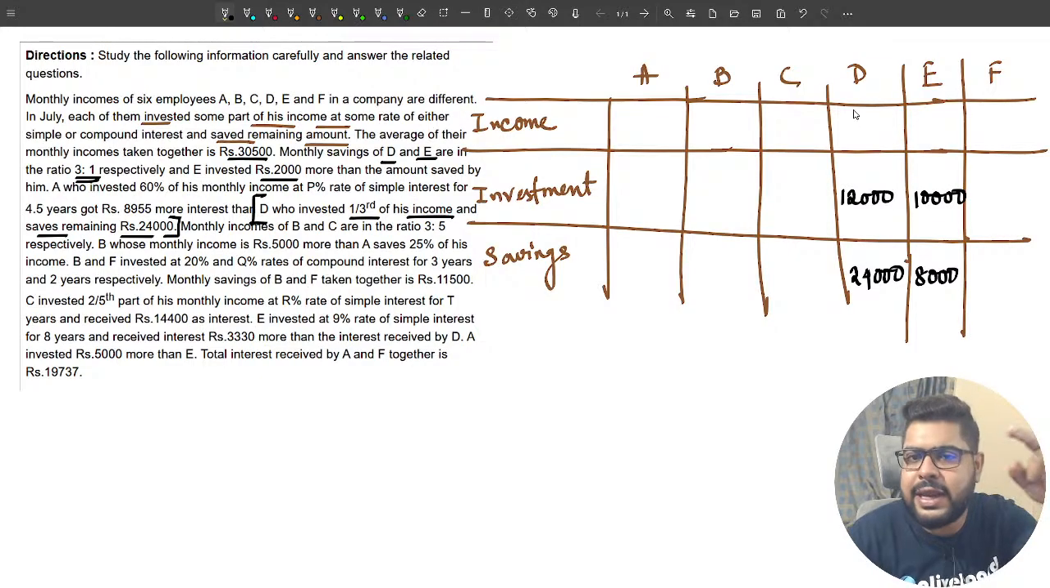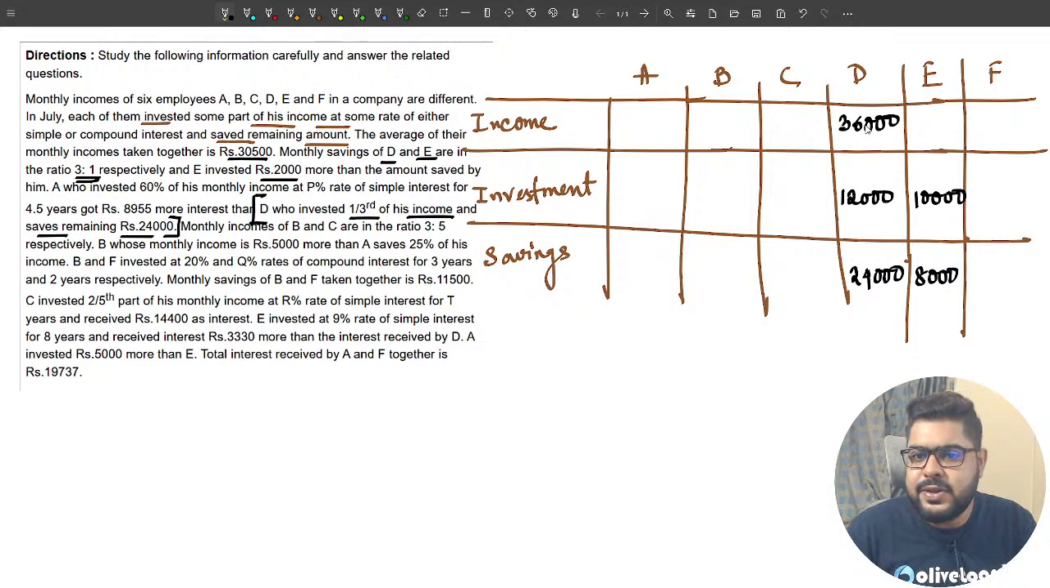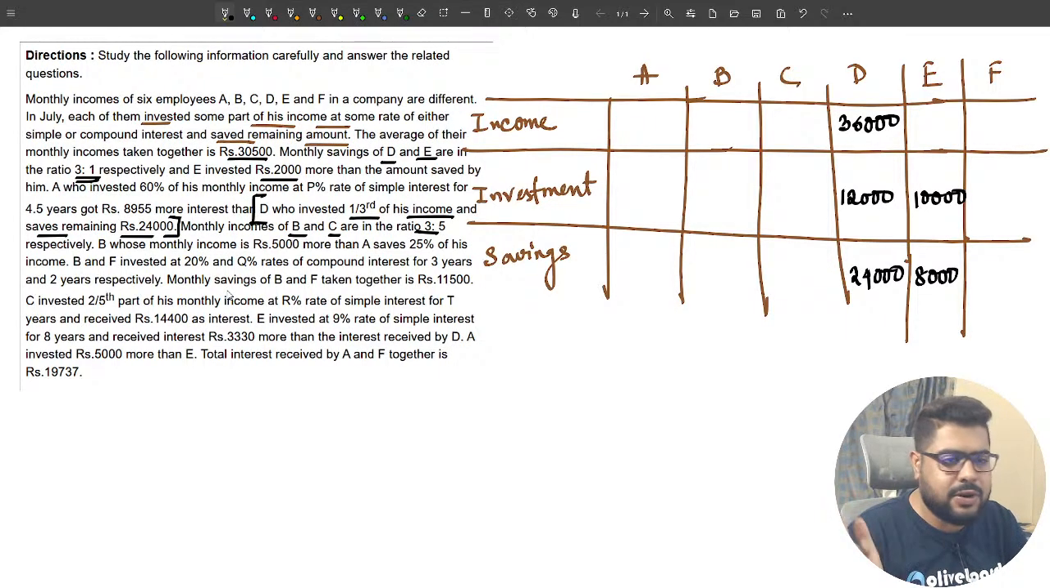And if these two, so income is investment plus savings. So this is going to be 36,000. We have been able to break into this question and put our first hands on it. Check. Monthly incomes of B and C are in this ratio, but again, sir, we don't know anything about B, neither B nor C. B, whose monthly income is this much more than A, saves this. Okay, sir, fine, that works. But again, I don't know anything about A. I do not know anything about A, sir.